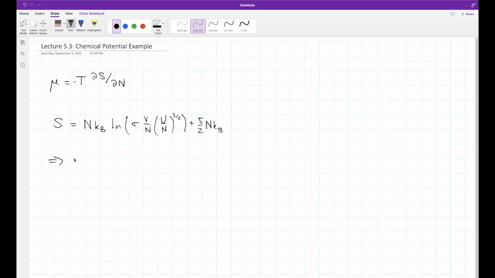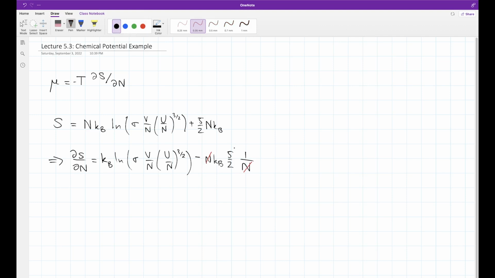All right, well, in any case, this implies that the partial of S with respect to N is going to be equal to, first we need to take the product rule on the first term. That gives us k_B log of sigma V over N, U over N to the 3 halves. Then we get minus N k_B times the derivative of the log, which is just 5 halves, 1 over N. And we see immediately that we get a cancellation there.